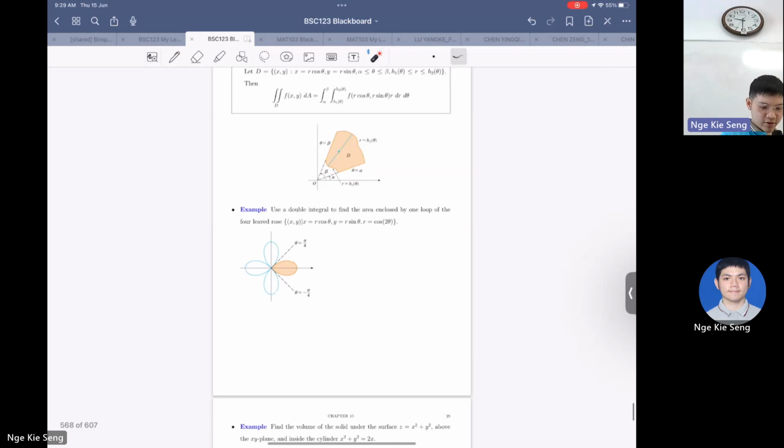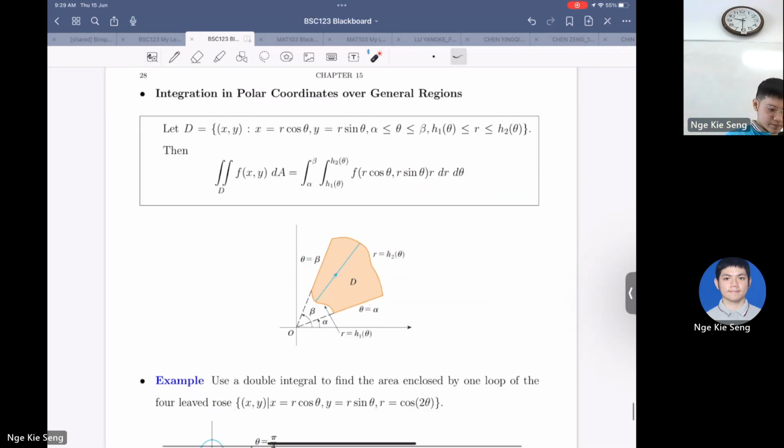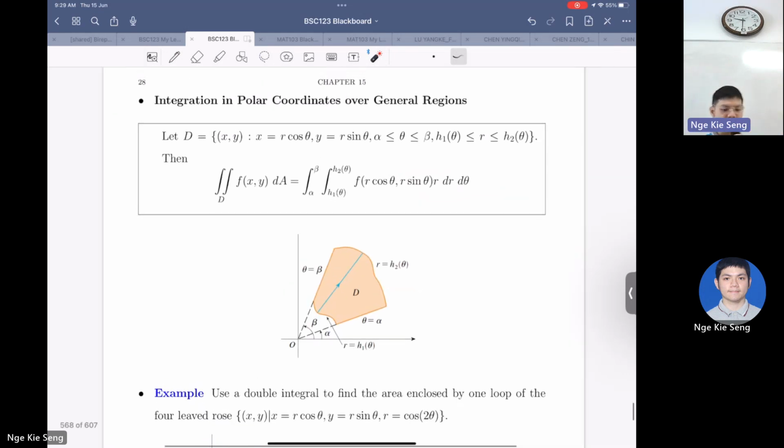Let's go on. Integration in polar coordinates over a general region. In polar coordinates, we can also have an irregular rectangle. The sides of the rectangle can be controlled by your angle or by your radius, both can. This is similar to XY, where Y is controlled by X or X is controlled by Y. So let's do some examples here.